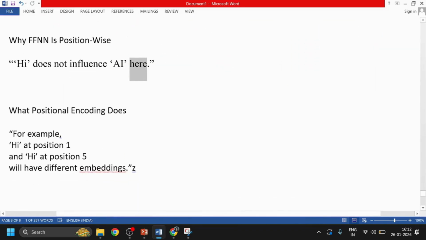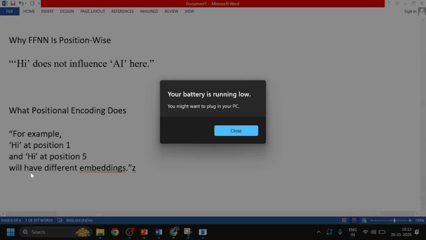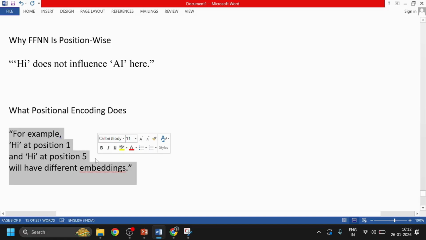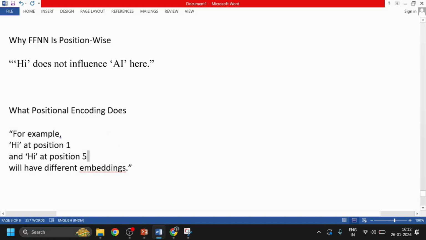You can see here what positional encoding does. Positional encoding adds position information to word embeddings. For example, "high" at position 1 and "high" at position 5 will have different embeddings. High at position 5 has a different embedding, and high at position 1 also has a different embedding.